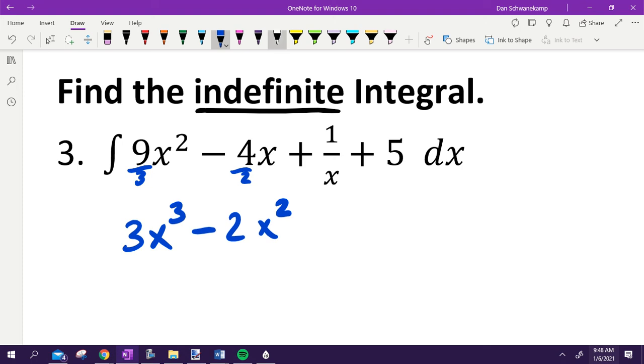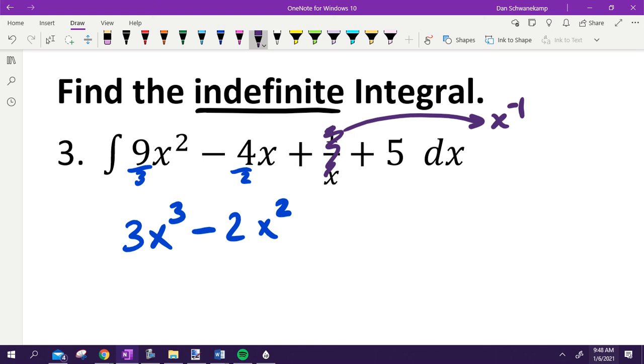I hate 1 over x. Instead of 1 over x, let's rewrite that using negative exponents. 1 over x is the same thing as x to the -1. Everybody agree with me on that? 1 over x is like x to the -1. So we are going to add 1 to our exponent. So our new exponent's going to be 0. And then I'm going to divide by the 0.